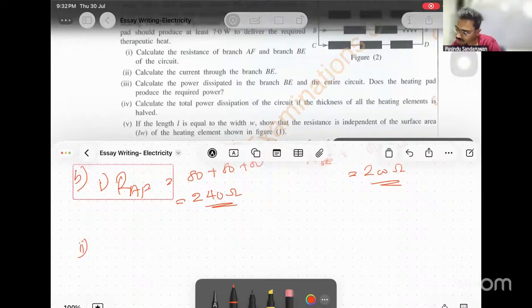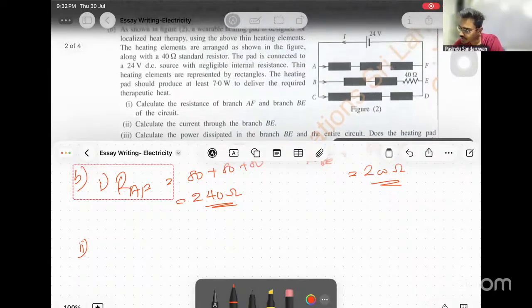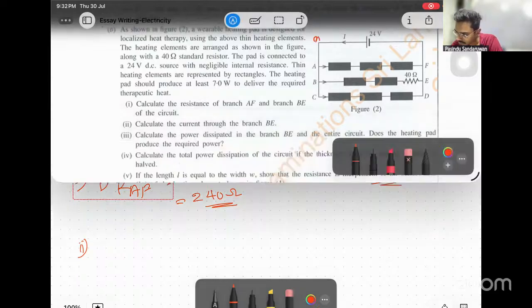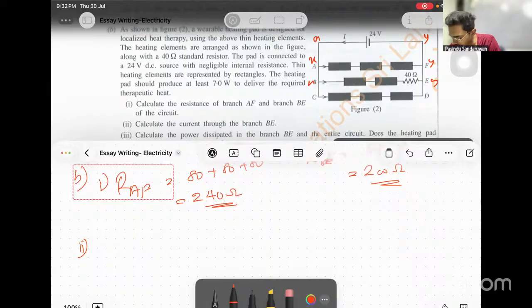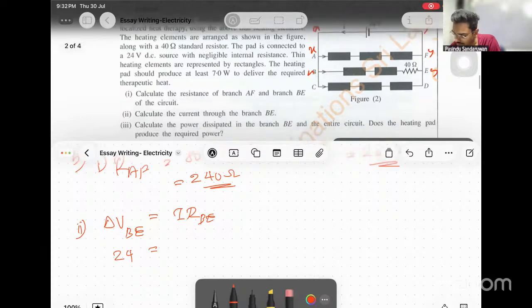Part 2: calculate the current through the branch BE. If this point is at 24 volts, and these points are the same, then the potential difference across BE is also 24 volts. For that branch, apply V equals IR. So delta V across BE is 24, and I need the current through BE.